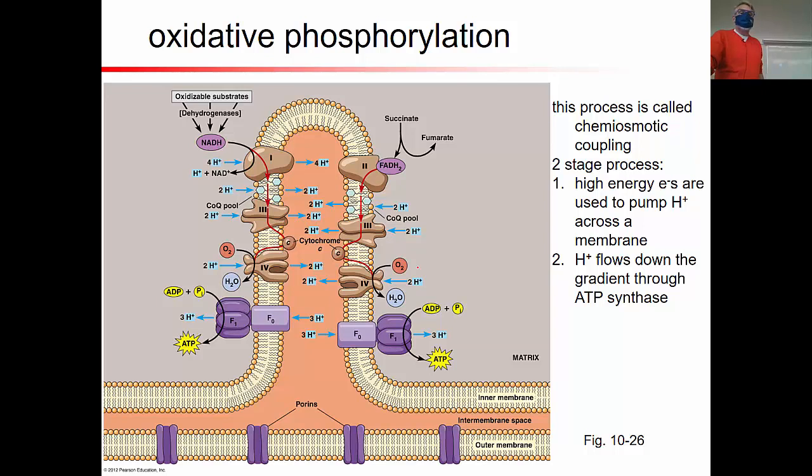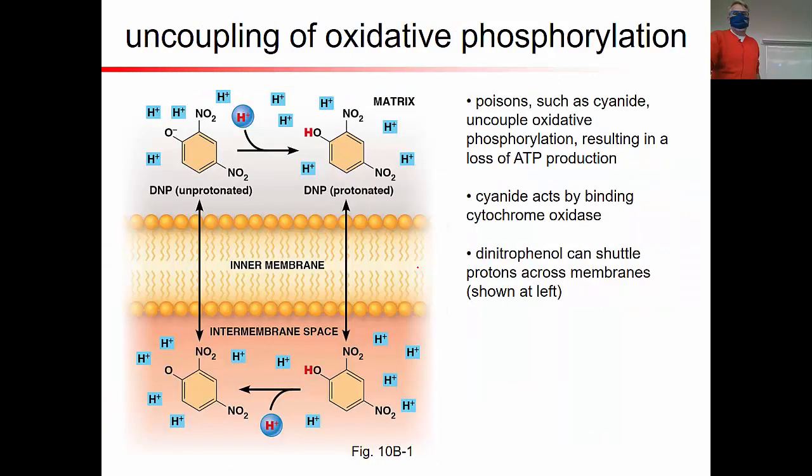This is just another view of it, showing physically that it moves across into the intermembrane space. Yes? Sorry, what is oxidative phosphorylation in comparison to electron transport? Oxidative phosphorylation is the whole process. We're oxidizing the carbon source, and we're phosphorylating ADP to ATP. Okay. So that's what oxidative phosphorylation is.